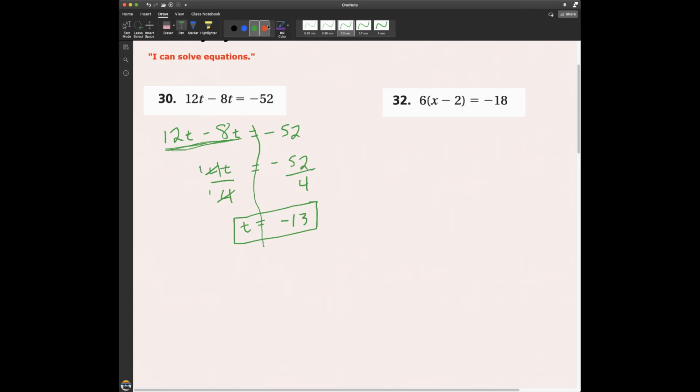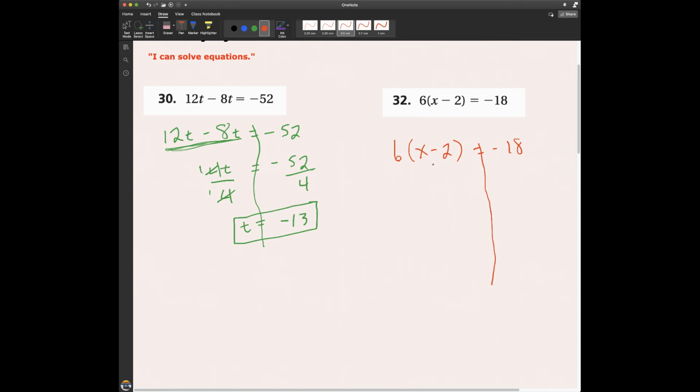All right, let's look at number 32. I'm going to show you a pretty interesting way to solve problems like this that might save us a little bit of time. I just think it's pretty cool to be able to solve in this way. First of all, let's look at this. This is 6 times x minus 2 equals negative 18. 6 times the quantity x minus 2. I'll say that again. 6 times.